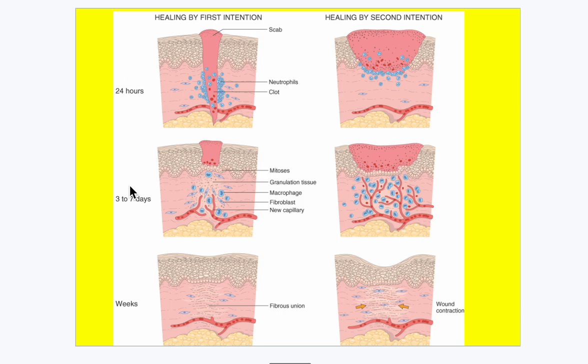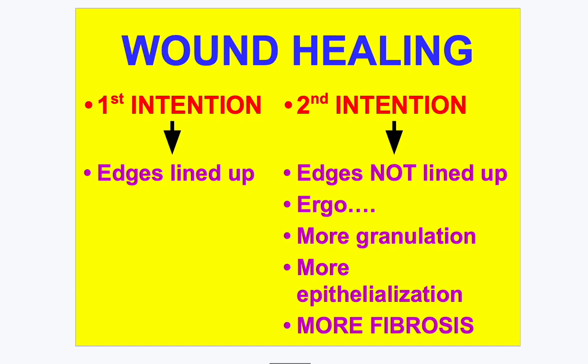So, this is very important. This is the difference between your healing by first intention and healing by second intention. Okay? So, healing by second intention involves a much greater destruction of your extracellular matrix. So, therefore, no, it is more likely to produce a greater amount of fibrosis than healing by first intention. Okay, so the degree of fibrosis is directly proportional to the amount of destruction or disruption of the ECM.